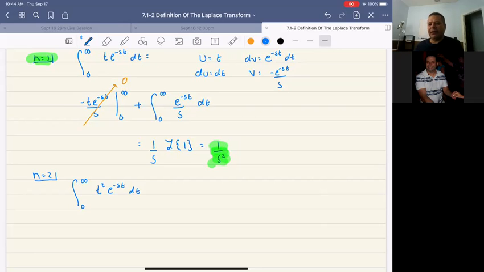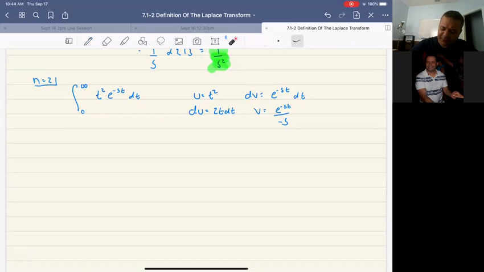We're going to do the same thing we did. So u is, of course, t squared, dv is e to the negative st dt, du is 2t dt, and v is e to the negative st divided by negative s again. Now, when we put these together, uv minus the integral of v du, that's going to be negative t squared e to the negative st over s, from 0 to infinity. Again, that's going to go to 0.